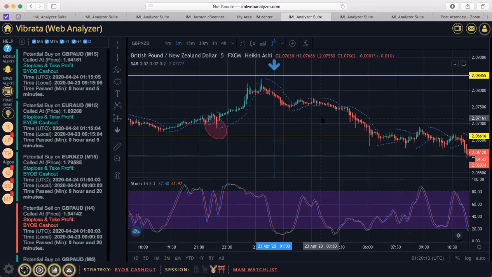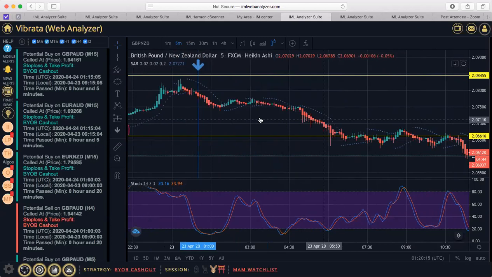I'm getting to the trailing stop loss, and you cannot do it on a mobile.